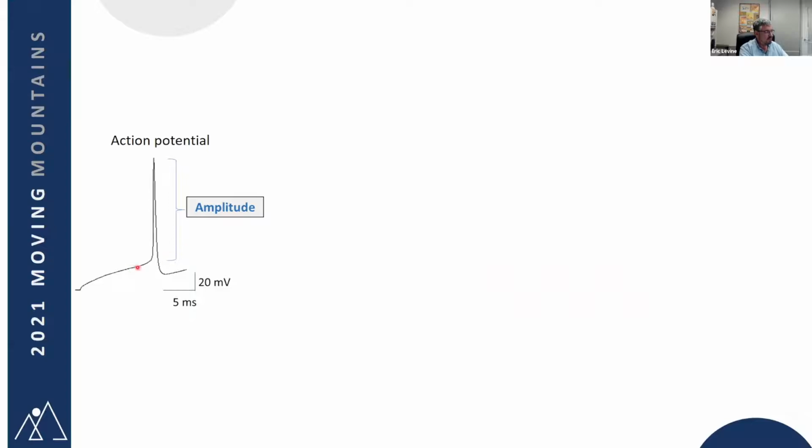So the first aspect is looking at individual action potentials. As James mentioned, the action potential is what the neuron uses to communicate with other neurons in the circuit. It fires this action potential.